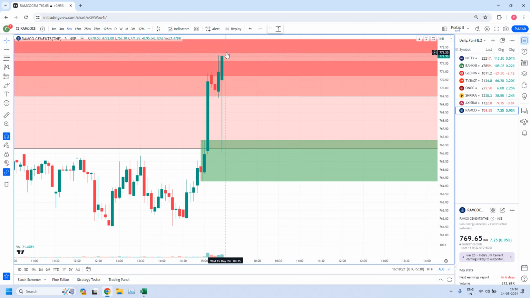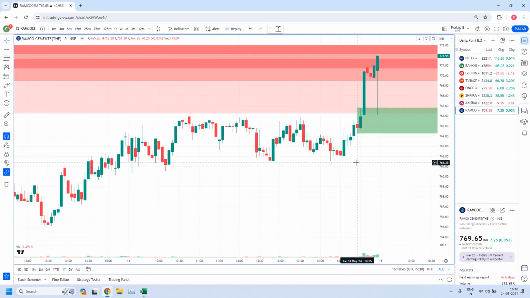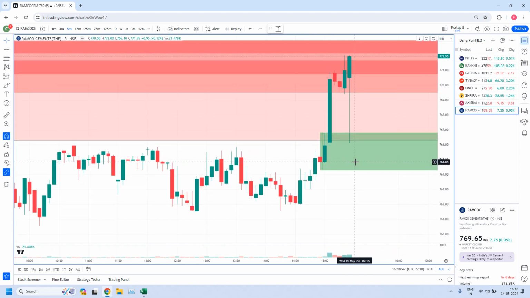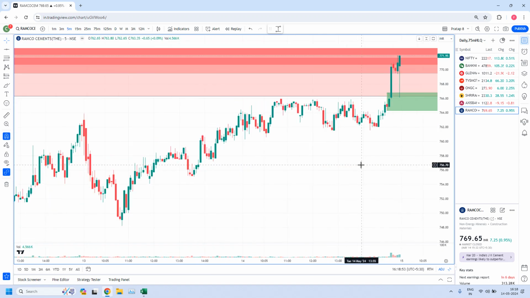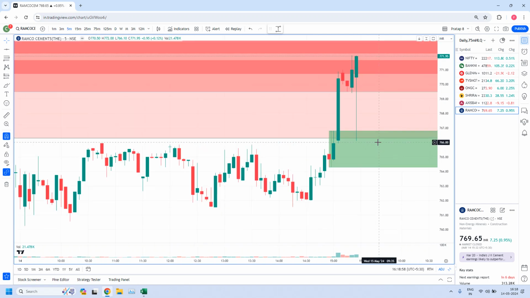What is the entry of this zone? 770 to 15 paisa. And what is the high of this candle? 772. That means 15 paisa difference. So anyway, Ramco Cement, we can't consider this trade from the intraday point of view because this is the last 10 minutes price action.